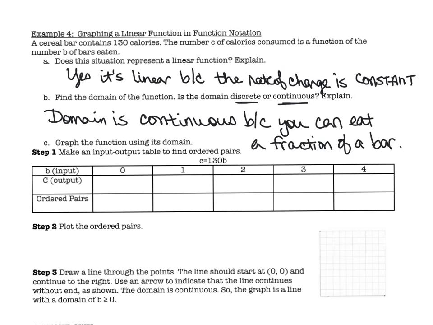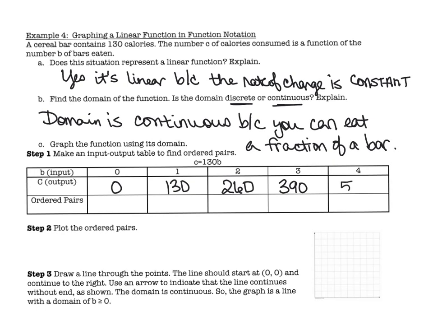All right, so for letter C, you're going to graph the function using its domain. So we have the input values B for the number of bars eaten, and we're going to have the output values C for the calories consumed. If you eat 0 bars, you're going to have 0 calories. If you eat a bar, you will consume 130 calories. If you eat 2 bars, your calorie count will be 260. 3 bars, your calorie count will be 390. And finally, 4 bars, your calorie count will be 540. I'm sorry, 520.